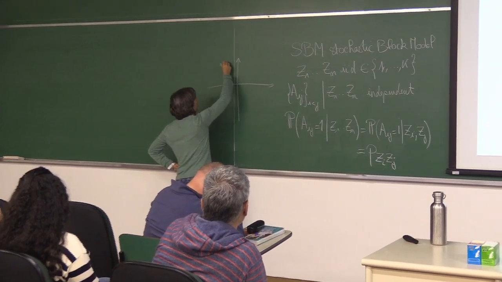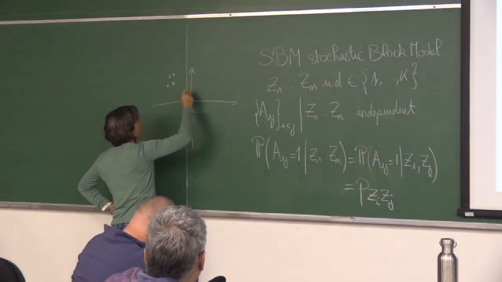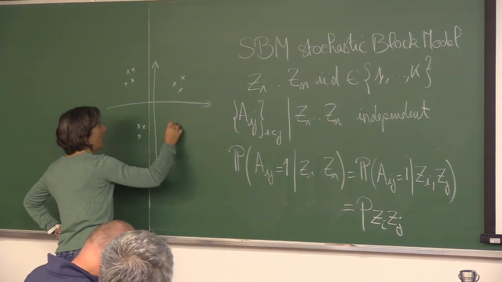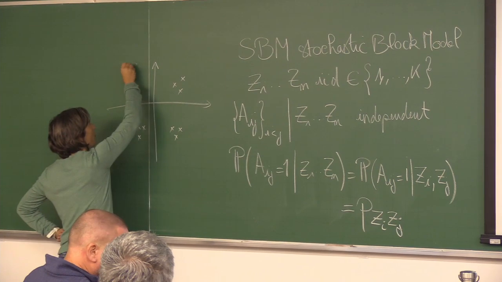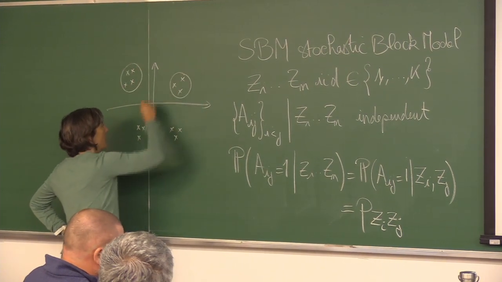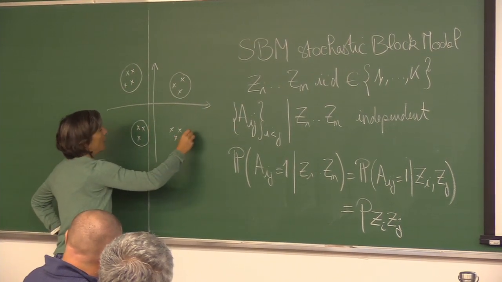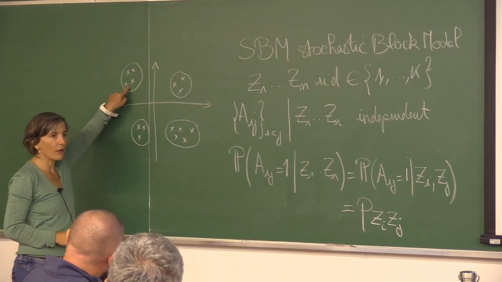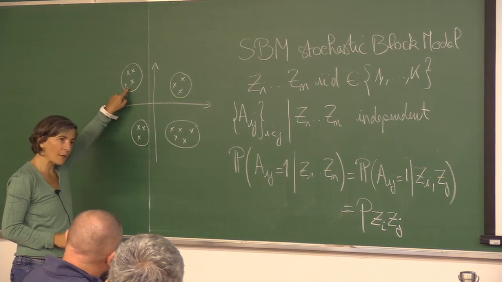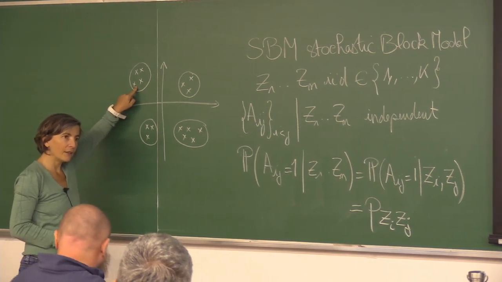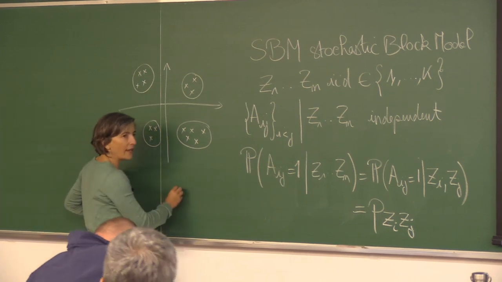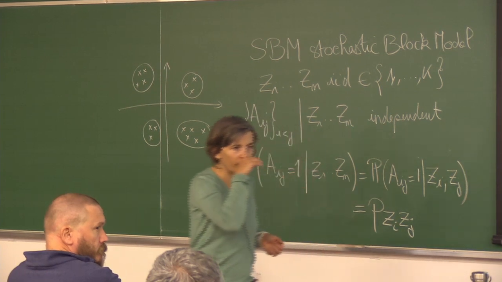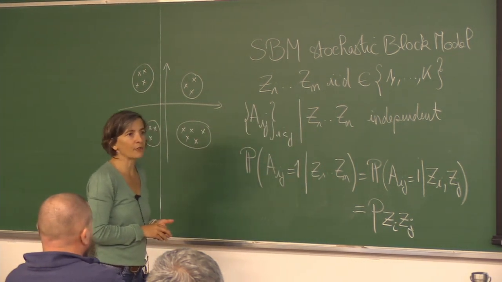So let me go back to that picture. When I'm in the latent space model and on top of it I do clustering, then I have those groups. And the fact that they are close, their probability of connection will be higher. That's in the model, because I had, you see, let me show you the latent space model.